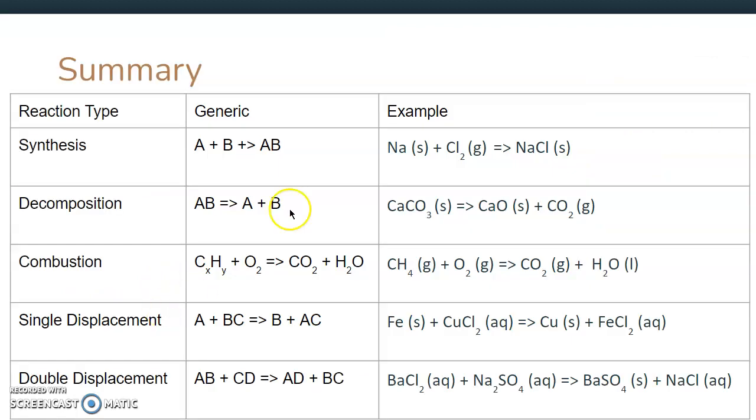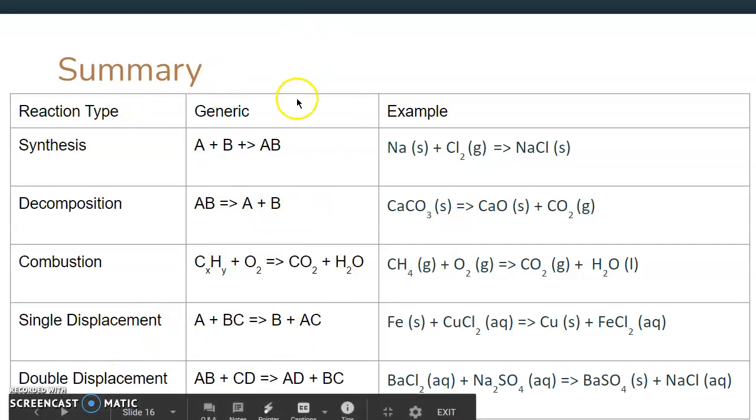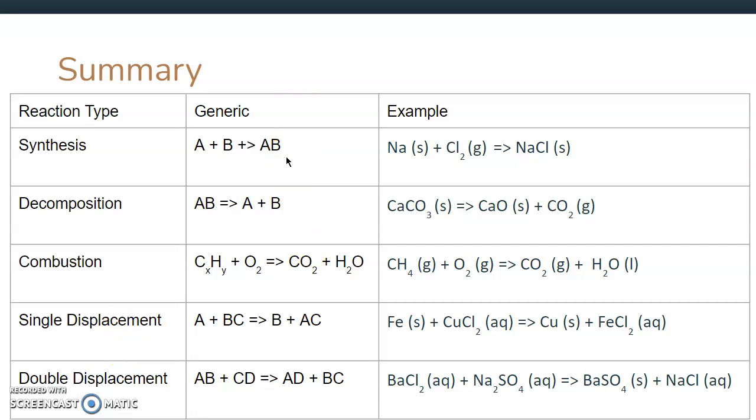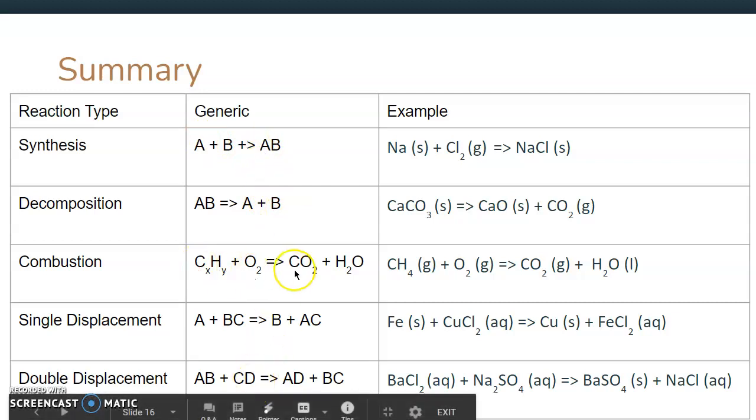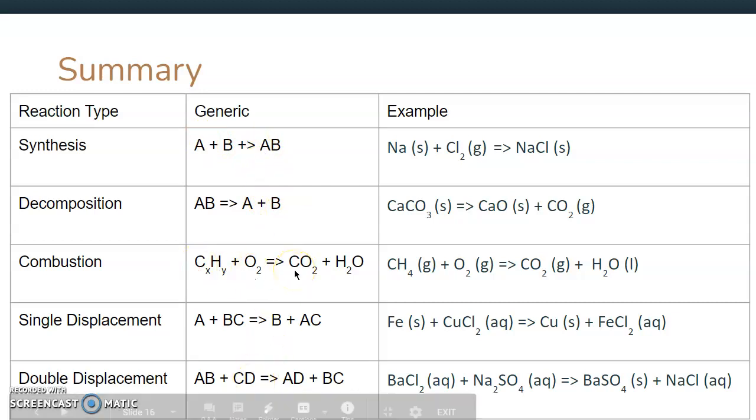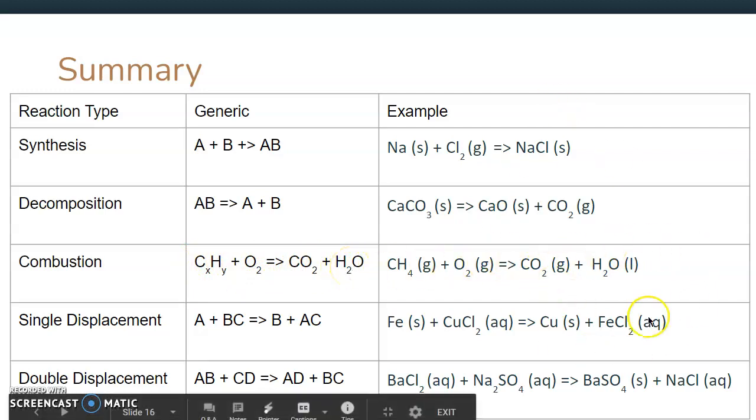This is the summary of everything. We have our 5 reaction types. We have our generic form, which we use variables for. We can see we're using A, B, C, and D for everyone except for our combustion one. Our combustion one always has to do with a carbon and hydrogen, with oxygen, carbon dioxide, and water. And then we also use some of the examples.